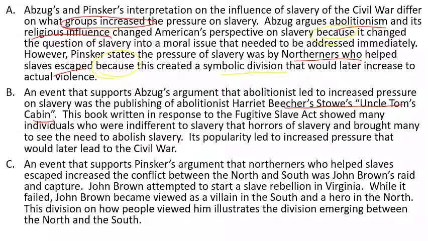An event that supports Pinsker's argument that Northerners who helped slaves escape increased the conflict between the North and the South was, here is our example, John Brown's raid and capture. John Brown attempted to start a slave rebellion in Virginia. While it failed, John Brown became viewed as a villain in the South and a hero in the North. This division on how people viewed him illustrates the division emerging between the North and the South.